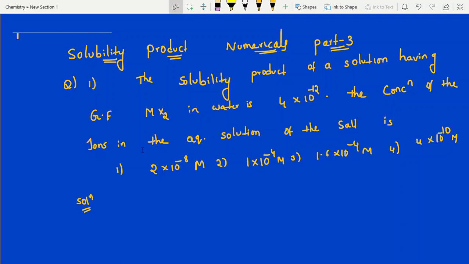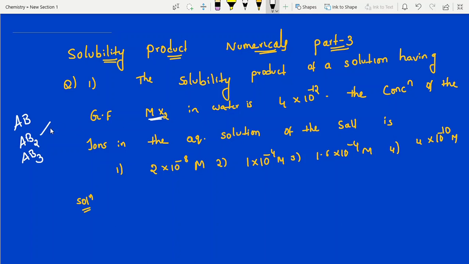Okay, students, the first question, solubility product. The solubility product of a solution having general formula MX2 type. In previous videos I had explained AB type, AB2 type, AB3 type, like this. So this is AB2 type. You have to guess what the type is. Then if you remember the final expression, you can substitute directly.